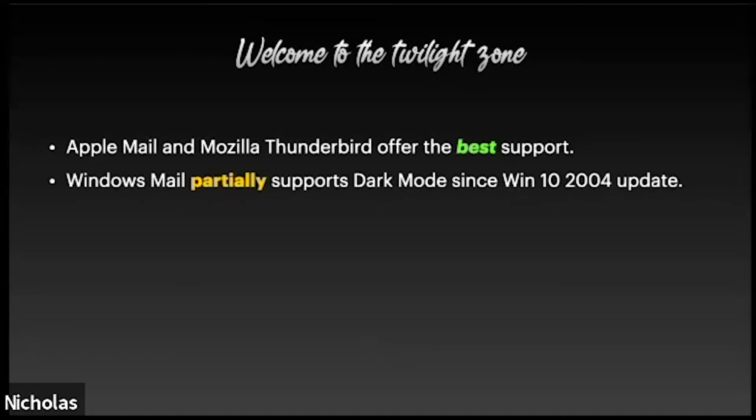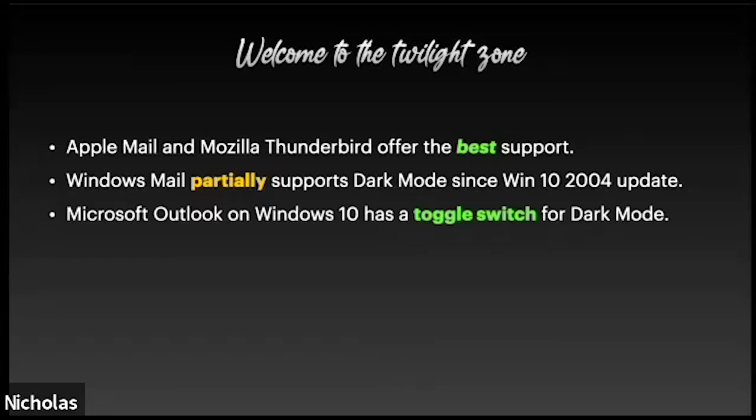Windows Mail partially supports dark mode since about 6 months ago when they had the 2004 update. And I say partially supports dark mode because it has a toggle switch for light mode and dark mode. Sometimes you press dark mode and it shows you the light mode. You press light mode and it shows you the dark mode, which somehow makes sense for them. I don't know. Microsoft Outlook on Windows 10 has a toggle switch for dark mode that actually works, which is insane considering that Microsoft Outlook and Windows Mail are built by the same company. You would think that there would be some common code there, right?